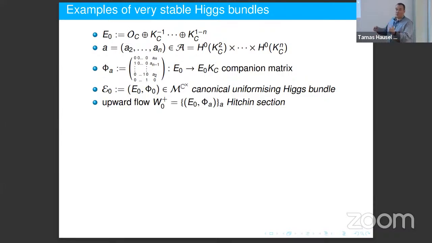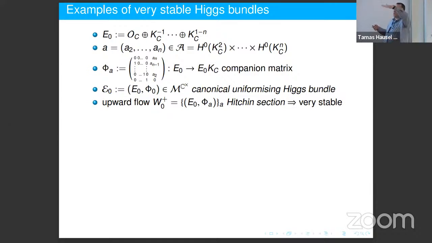We can now study this in terms of very stability. Then you would want to look at the upward flow from this Higgs bundle. And the upward flow will be precisely these other Higgs bundles with the companion matrices. So you will get one from each point in the base of the Hitchin map. And because of the property of the companion matrix, the characteristic polynomial of the companion matrix will be exactly the point A you are looking at. So it's going to be a section of the Hitchin map. And as such, you can argue that it is closed. And so this is your first example of a very stable Higgs bundle.